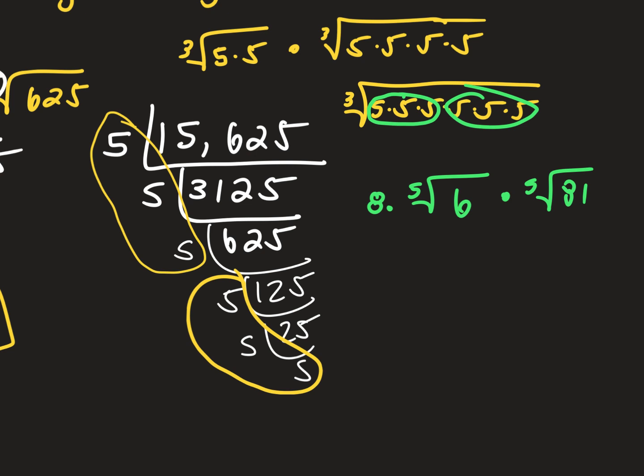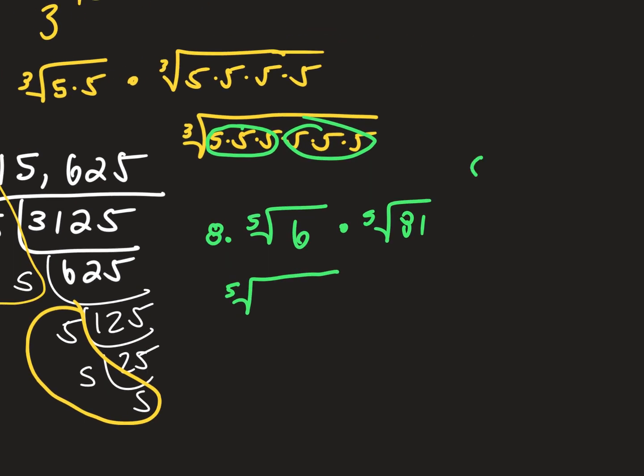So what I did, instead of breaking it down at the beginning, I just said, well, a house times a house gives me a what? A bigger house. So I'm going to say 81 times 6. That's an easy thing to multiply. 6 times 1 is 6. 8 times 6 is what? 48. So it's the 5th root of 486.